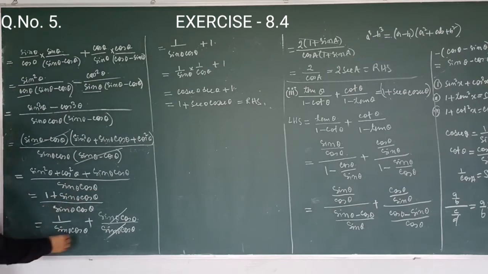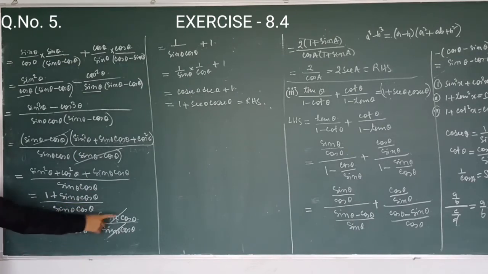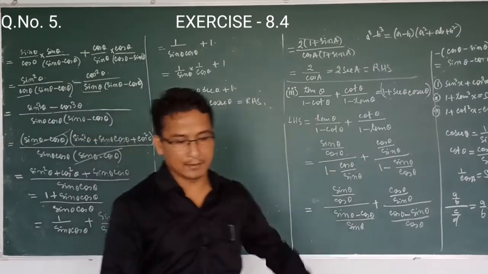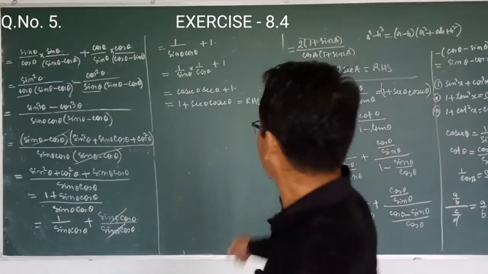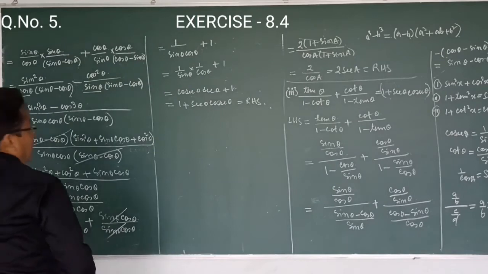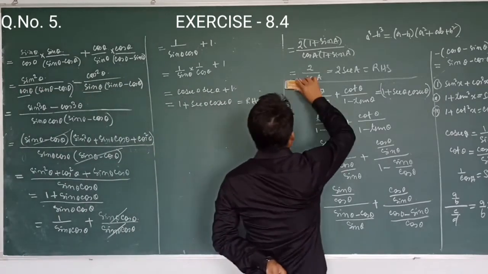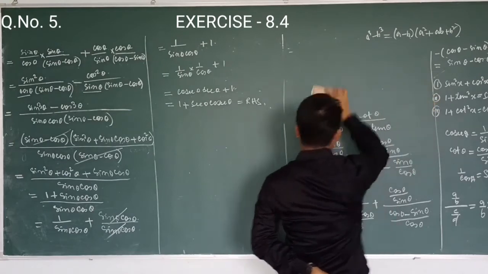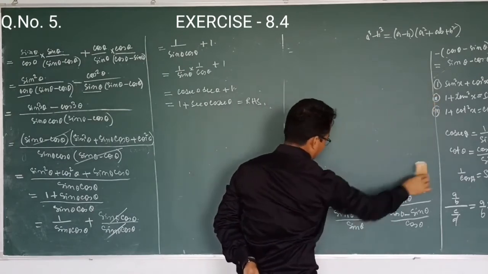Then I distribute this denominator to both terms here and here. Okay, then 1 is cancelled. After that we get our right hand side. Clear? So this is our right hand side. Let's see the next question. Roman number 4. Okay, Roman number 4 is our next question.